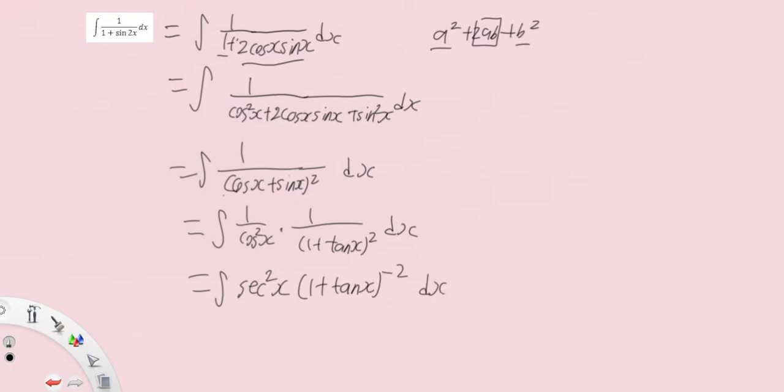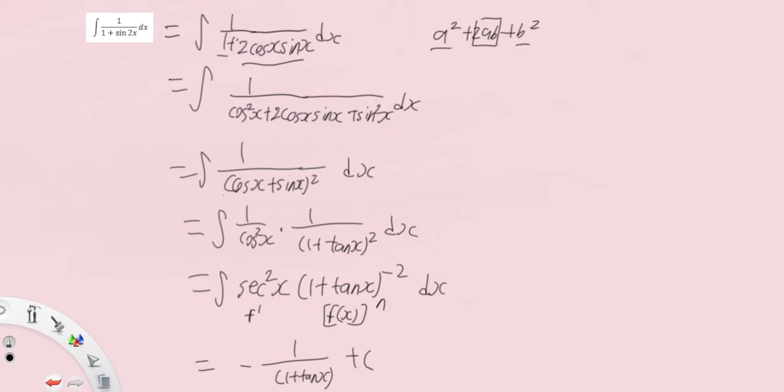And you notice that, hey, I have f prime, I have f of x to the power n. I can integrate this, right? Then our new power is minus 1, our numerator is simply 1, then divide by minus 1, so minus, then plus c.